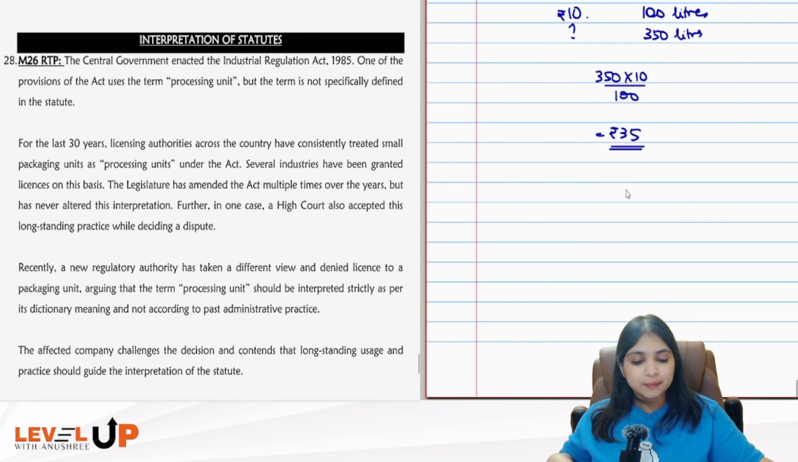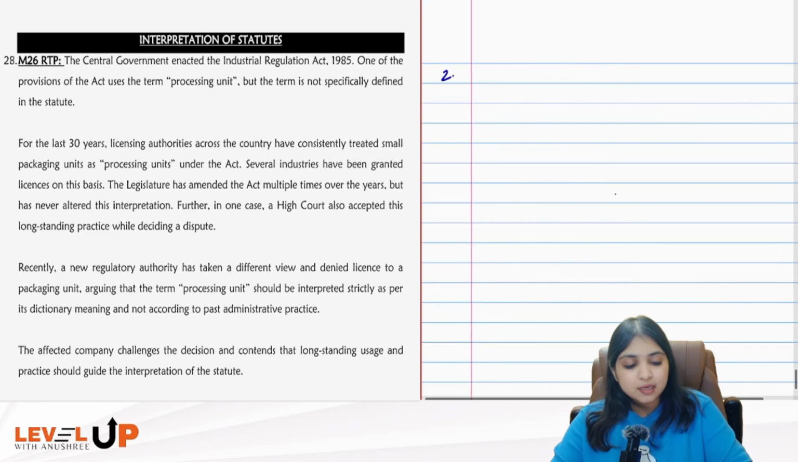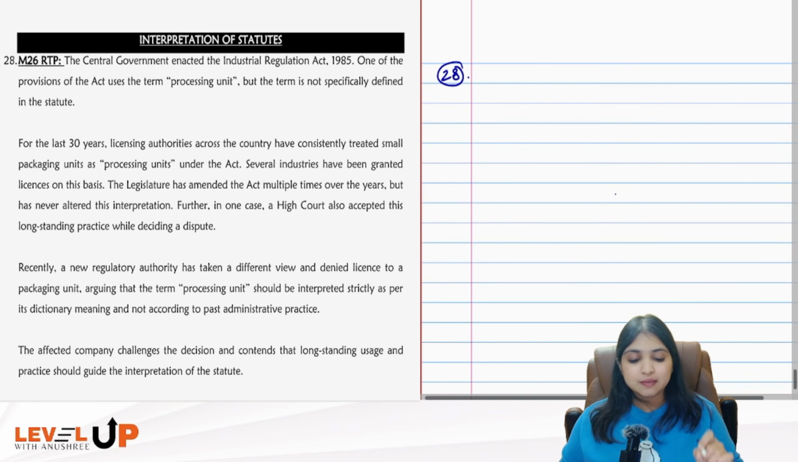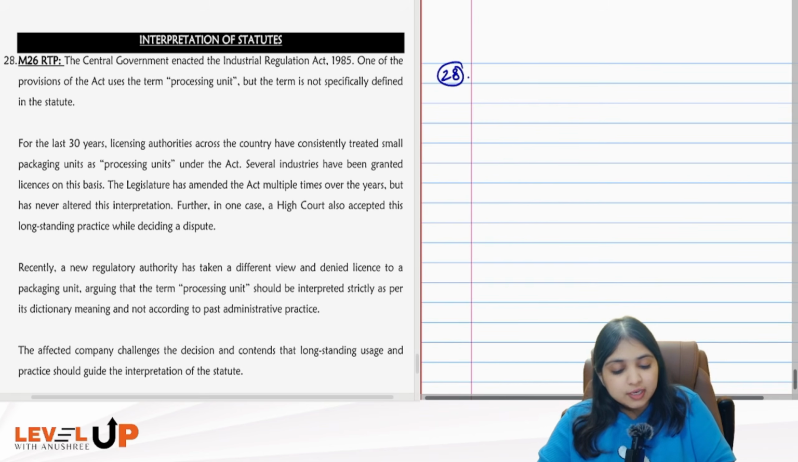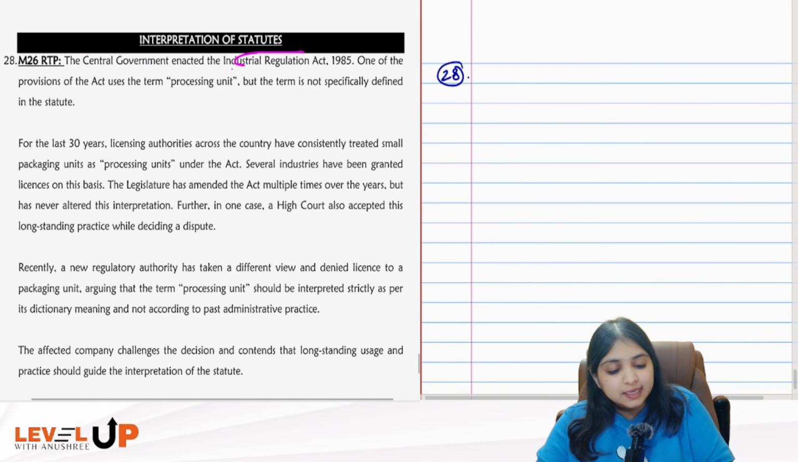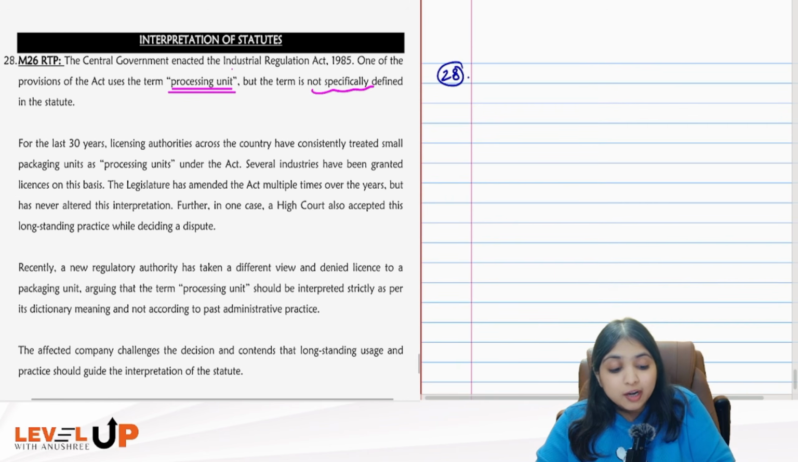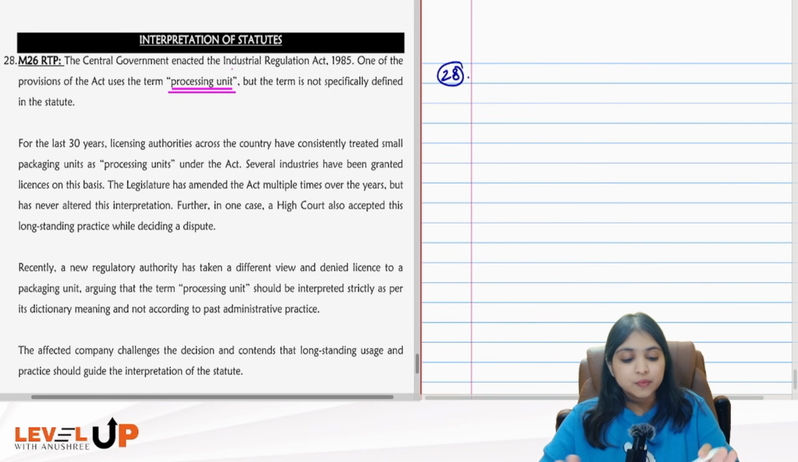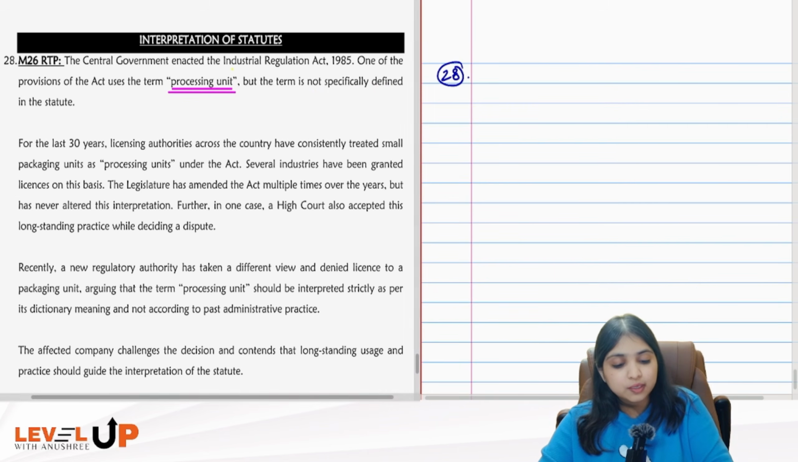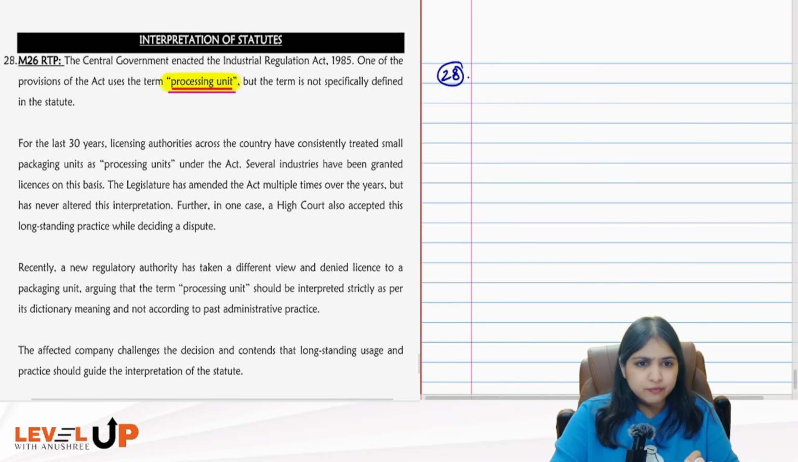Now coming to interpretation of statutes, come to question number 28. Now question number 28 says, the central government enacted the Industrial Regulations Act 1985. One of the provisions of the Act uses the term processing unit, but the term is not specifically defined in the statute. So this Act uses the word processing unit, but this word is not defined. The whole question is about this one word only.